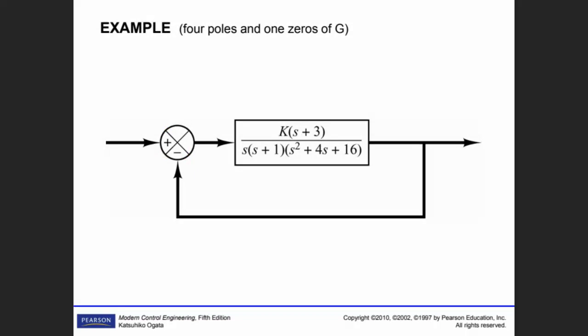For that one, it's becoming more and more difficult. So we have 1 zero, but 1, 2, 3, 4 poles. So 4 poles should be defined. I'm not going to calculate those.